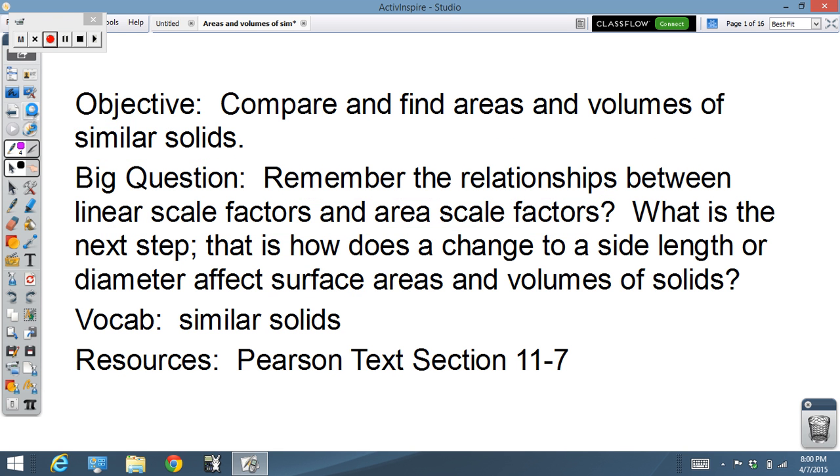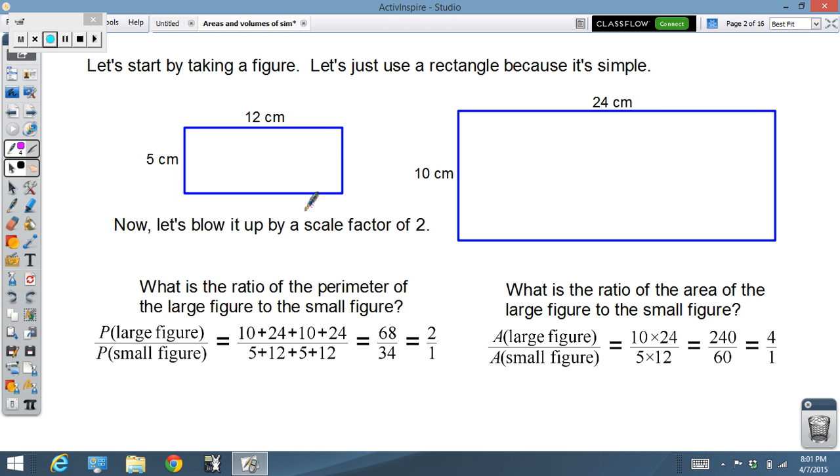See if we remember this. These slides are duplicated from that other video, but remember what we did back then. We said, look, we're just going to take some random figure. I happened to make it a rectangle because it was simple, and we made one rectangle that had sides of 5 and 12. Then I said, what happens if we double every dimension, or blow it up by a scale factor of 1 to 2? We can make that scale factor look like this. Let's see what happens to the perimeter and what happens to the area.